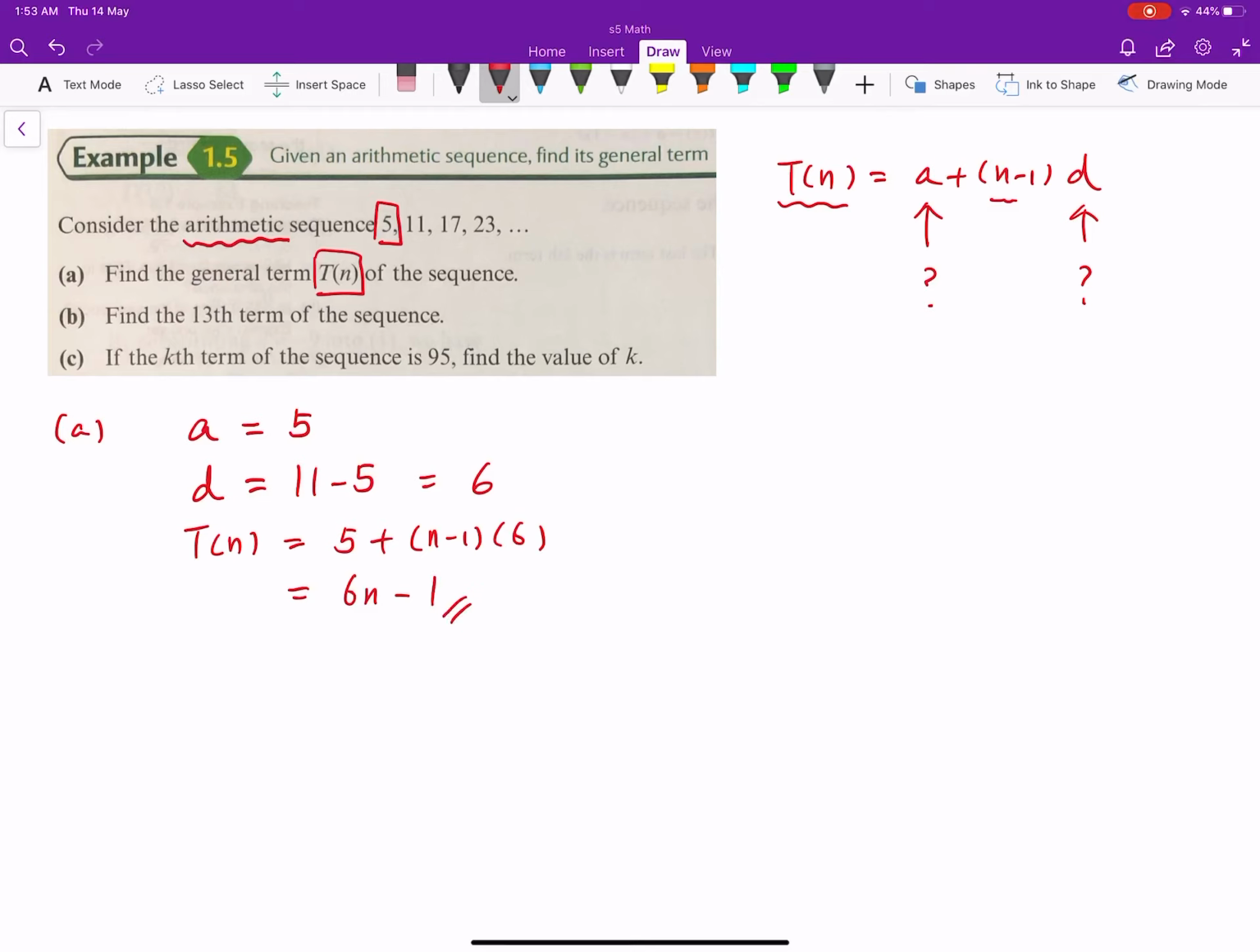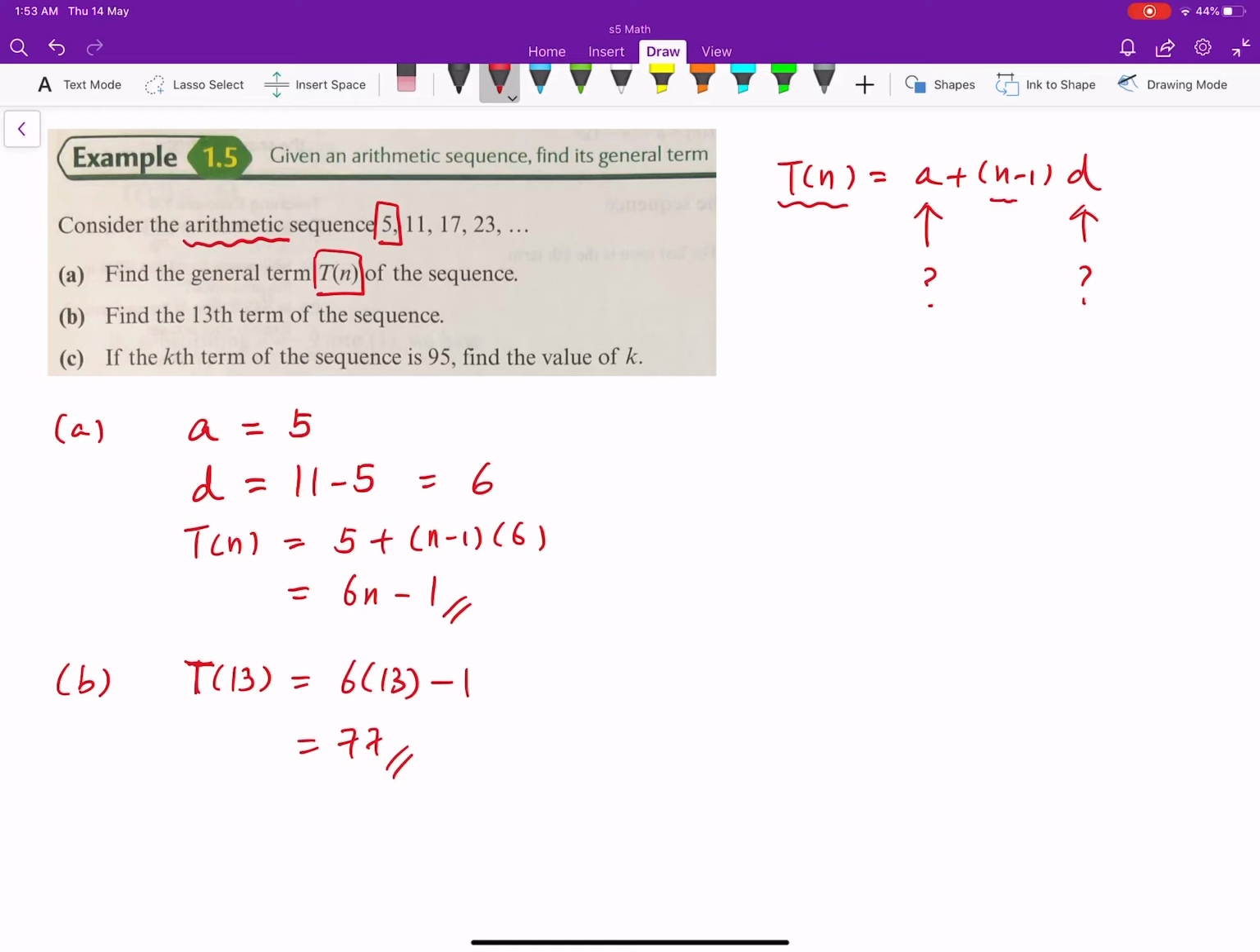Part B is to find the 13th term, meaning T13. Then the answer should be a number instead of in terms of n, right? We just found Tn in part A, so we can just make use of the answer. Then you put 13 inside, then we get 77.